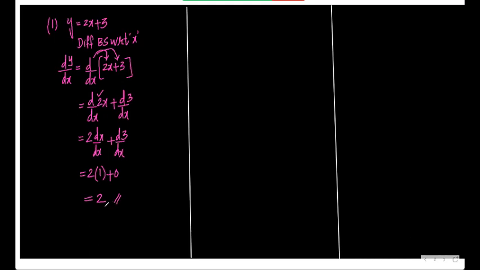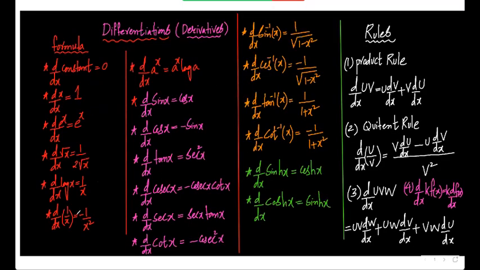Correct? Okay. Question number 2. We have not written the exponent formula; you may forget this formula. It's important. d by dx of x to the power of n is equal to n x to the power of n minus 1.